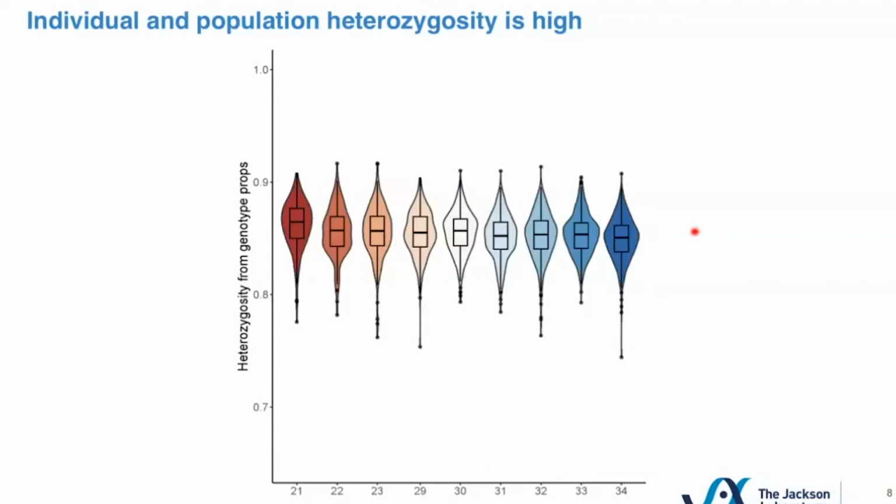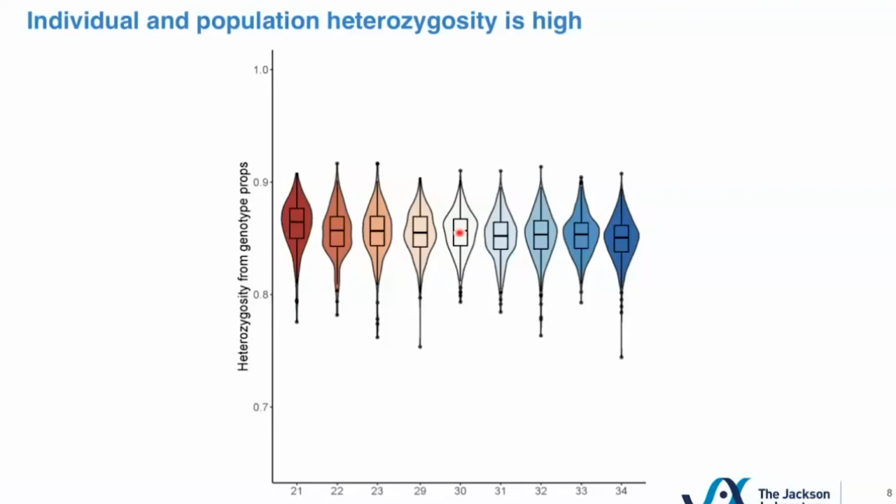And with the goal of having each founder contribute 12.5% to the genome, if you mathematically map it out, you essentially expect 87.5% heterozygosity within the population and hopefully within individual mice. What this shows is that at generation 21, we were pretty darn close to that. Our average was pretty close to 87.5 average heterozygosity between individuals within a specific generation.